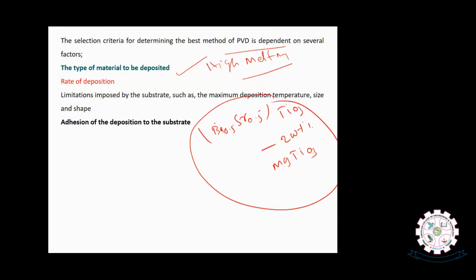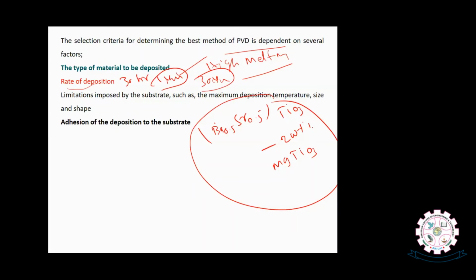It takes almost 30 hours to deposit a 1 micron thin film, because the nature of the material is like that. We will not be able to get a higher deposition rate. Sometimes industry needs, suppose, 30 micron thickness. The industry may not want to do 30 microns for 3-4 days continuously. Industry may not want to do that. So the rate of deposition is important. Rate of deposition means how fast I will deposit the thin film.